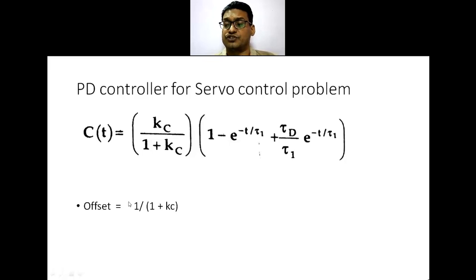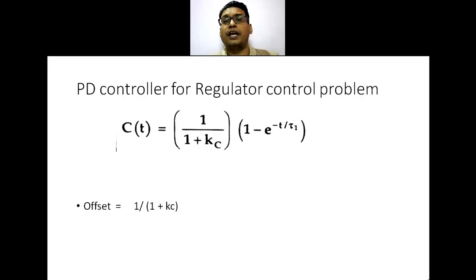For a PD controller, the offset exists. Then for the PD controller with a regulator problem, irrespective of the regulator or servo type of problem, the offset exists for the proportional controller and for the proportional derivative controller. The output response will be 1 upon 1 plus Kc times 1 minus e raised to minus t upon tau 1. So the output is more or less the same for the regulator problem with a proportional controller and for the PD controller with a regulator problem. The same equation you will get in the output.